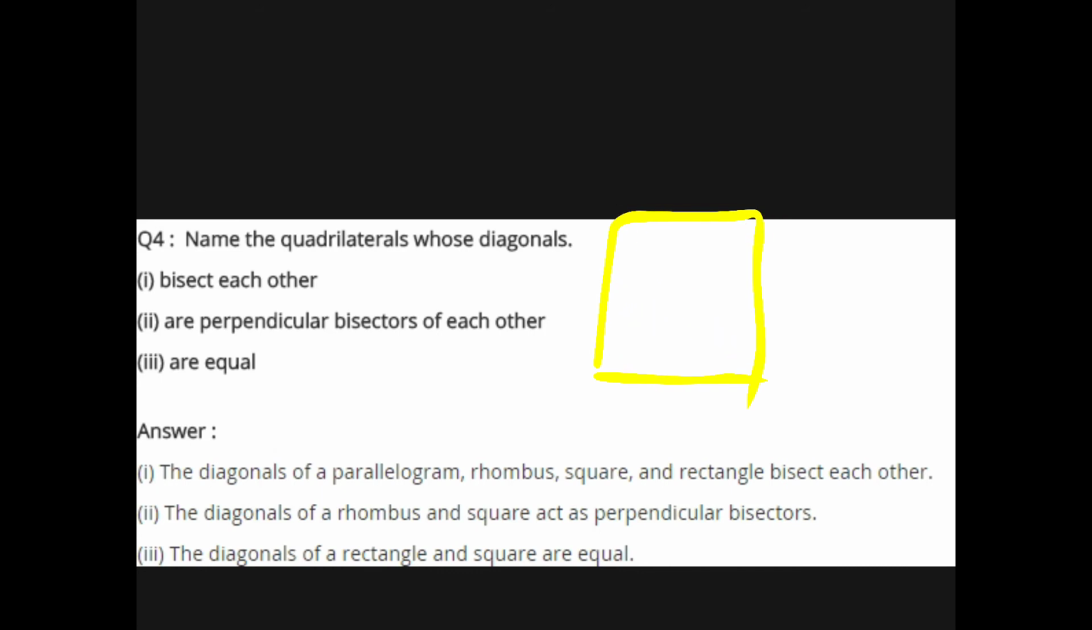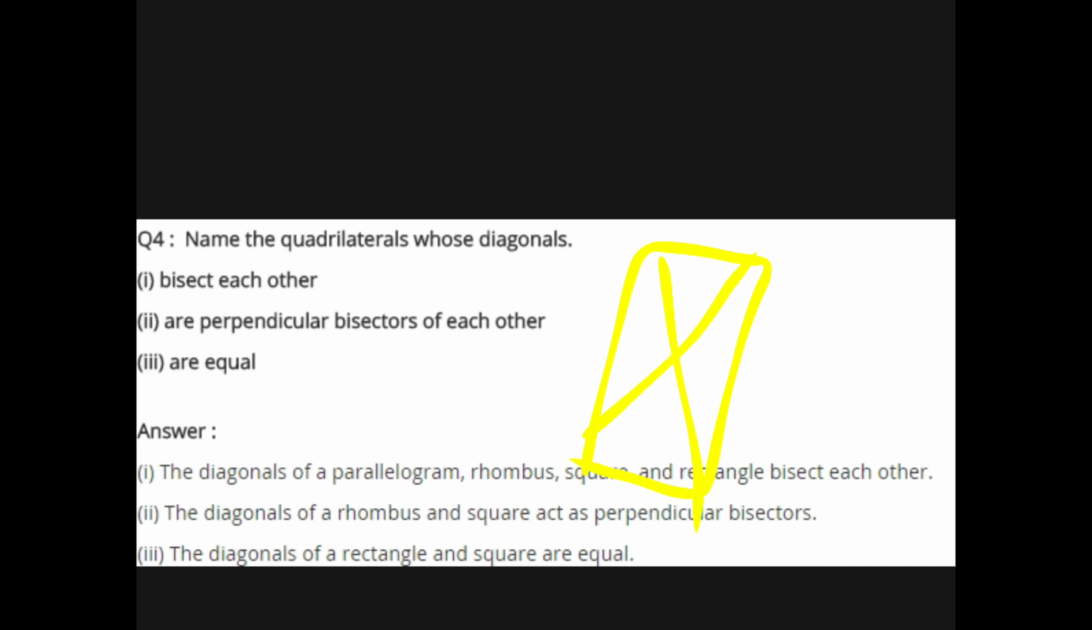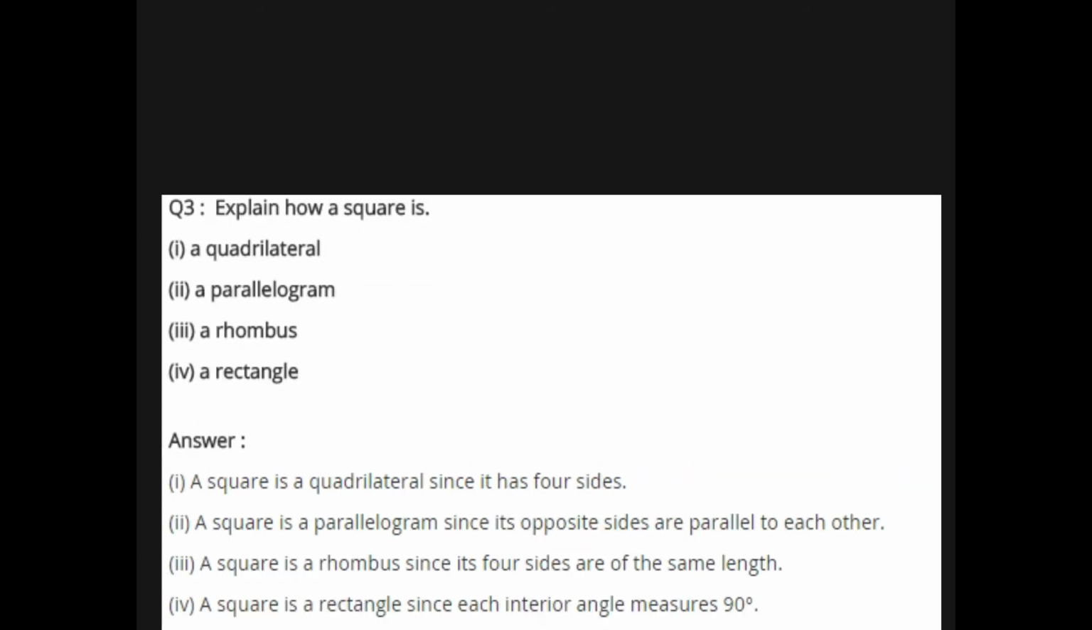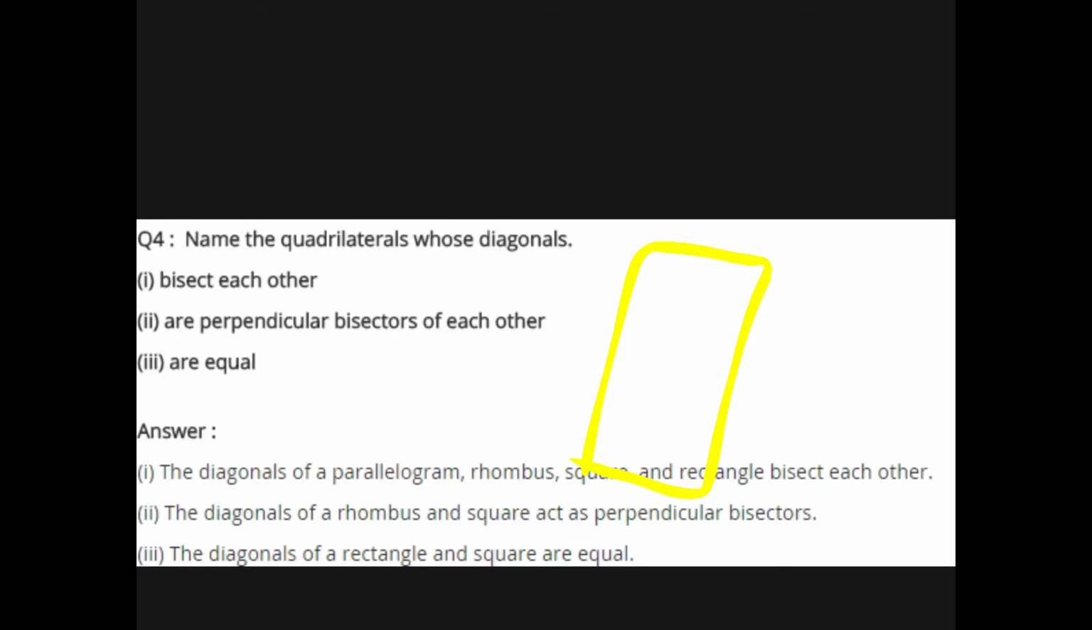Okay. Third question. What is given in the third question? Name the quadrilaterals whose diagonals are equal. So in a rectangle and in a square diagonals are equal. See, this is a rectangle. In a rectangle also diagonals are equal and in a square also diagonals are equal. Okay. Now we have to see, this is option number 3.